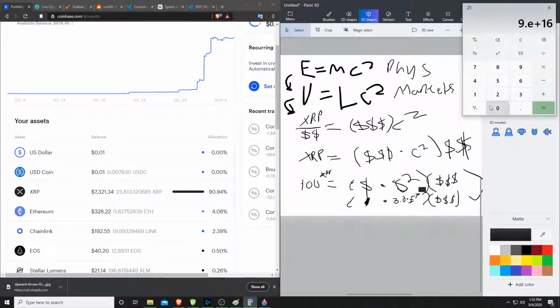And so all I had to do was square it, because this is just one. It's just the reference, right? We know this just because it's $1 or whatever. So I didn't have to multiply this by anything. It was just 300 million meters per second squared times 300 million meters per second squared, right?